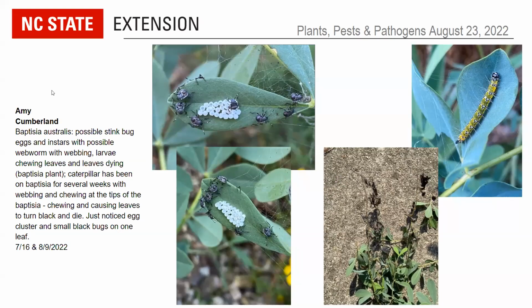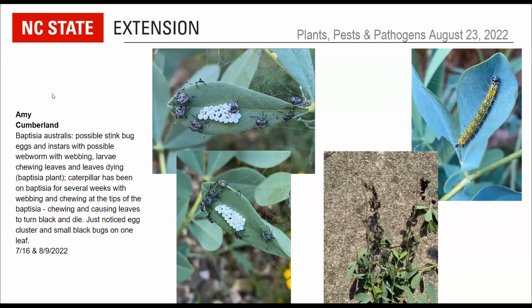All right, next one, Amy from Cumberland County, Baptisia australis, possible stink bug eggs and instars with possible webworm and webbing, larvae chewing leaves and leaves dying. Caterpillar has been on Baptisia for several weeks with webbing and chewing at the tips of the plant, causing leaves to turn black and die. Just noticed egg clusters of small black bugs on one of the leaves. So these are two unrelated pests, obviously, but both on the same plant.